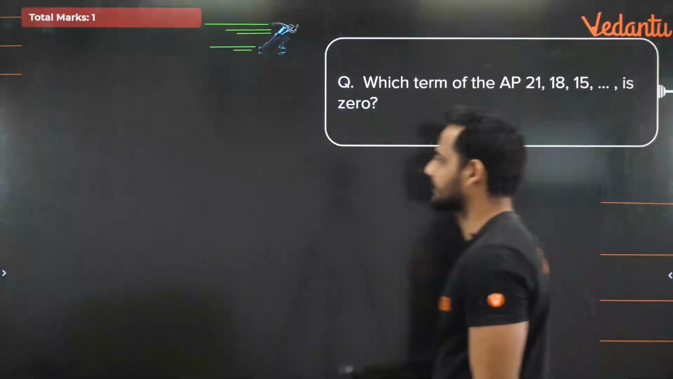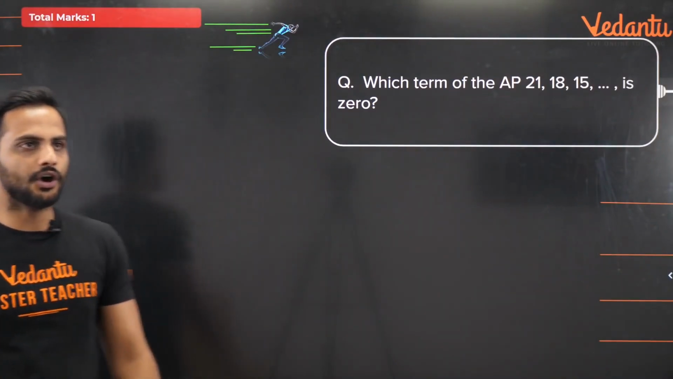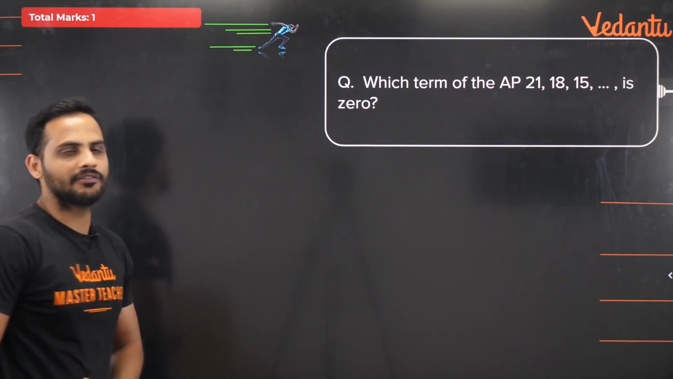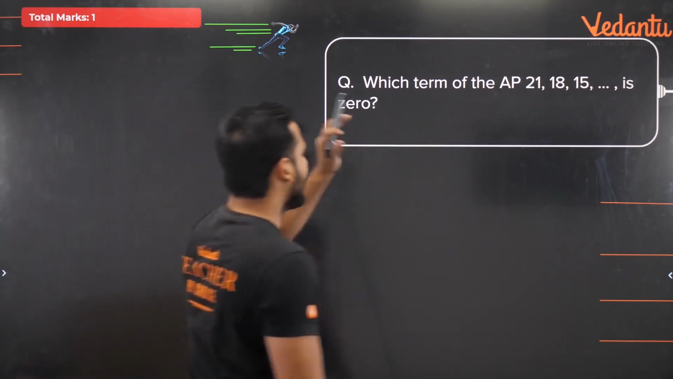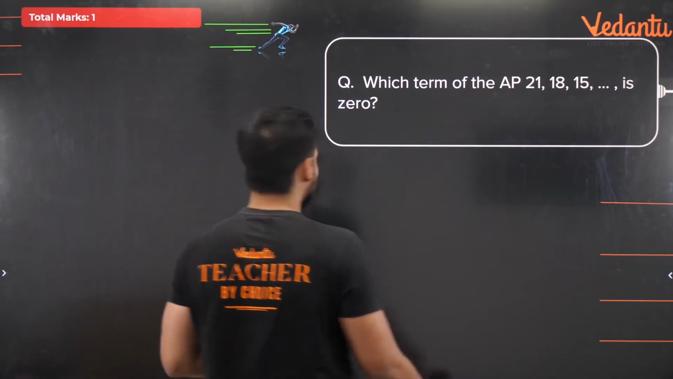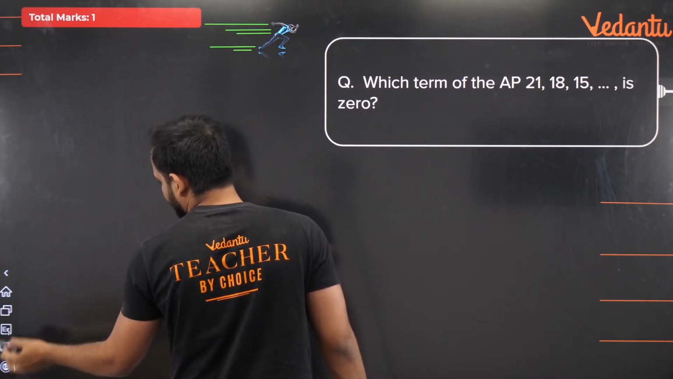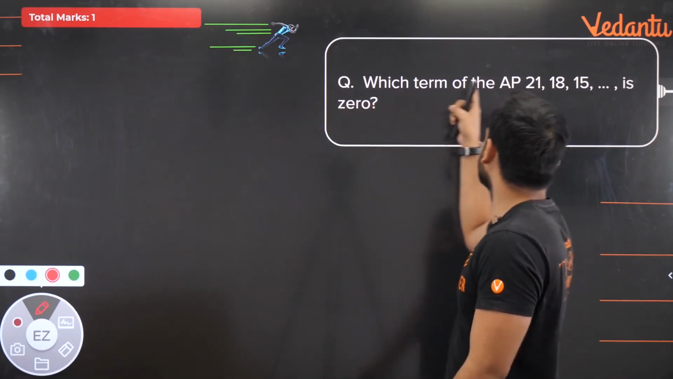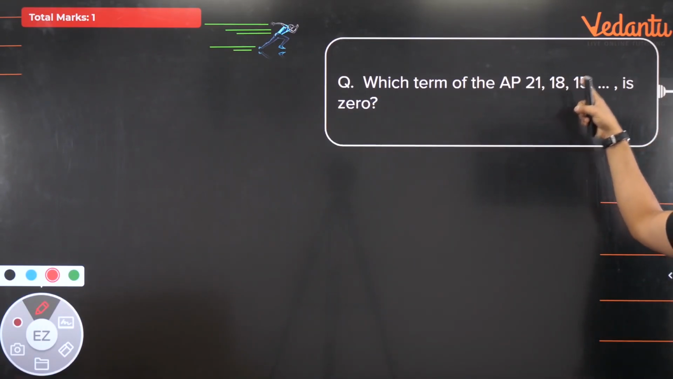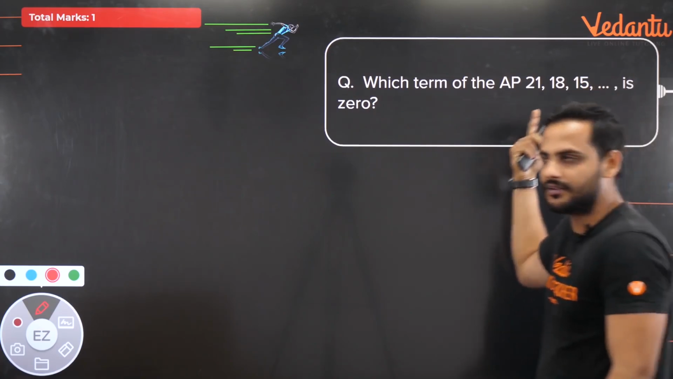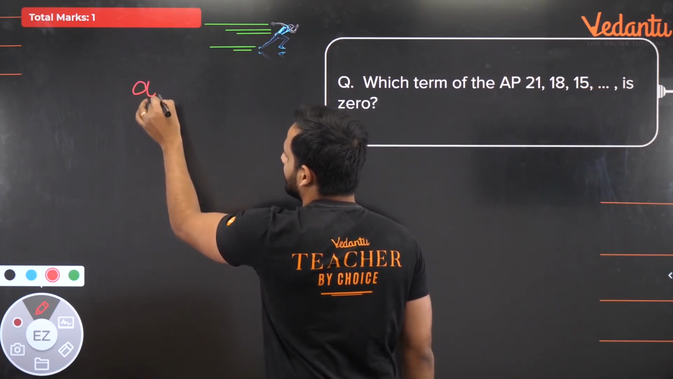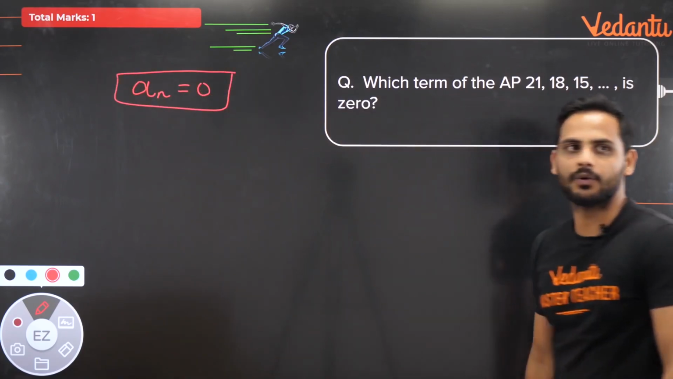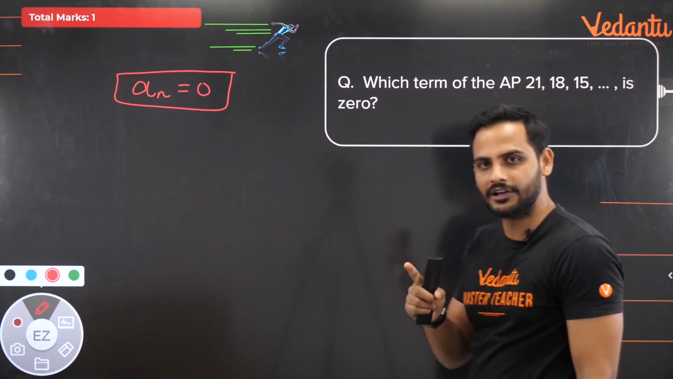Let's move to the next part. The next part is this. Which term of this AP will be 0? That means we know at some place we will get 0. At which place? The first term, A1, is 21, A2 is 18, A3 is 15. Now at which place will we get 0? We don't know. Let's say the nth term, An, will be equal to 0, where I have to find the value of n.